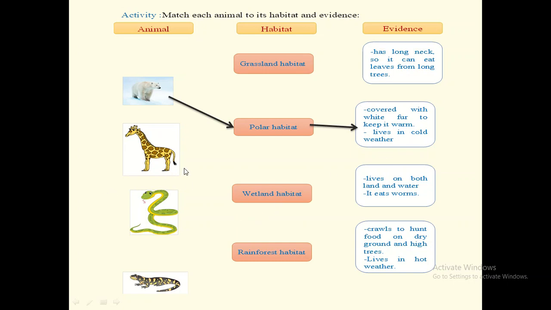Okay. Number 2, what is this? It is a giraffe. Okay. The giraffe can live in which habitat? Very good. Grassland habitat. And the evidence? It has long neck, so it can eat leaves from long trees.